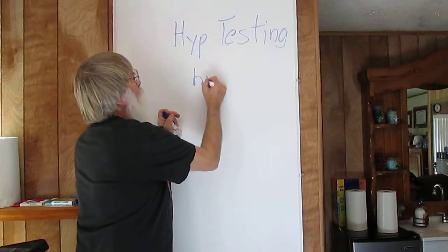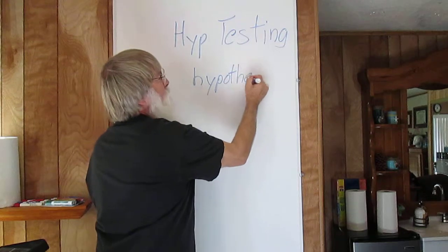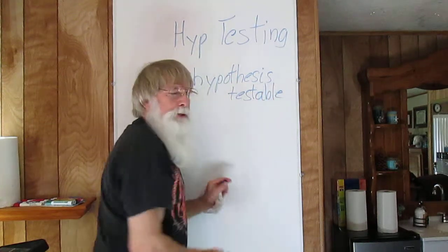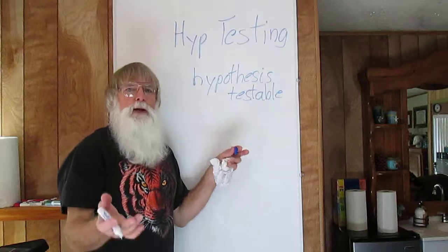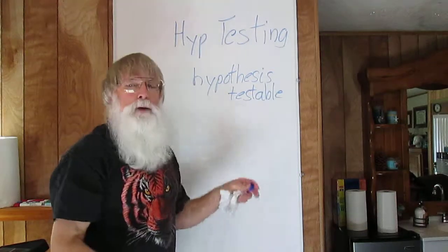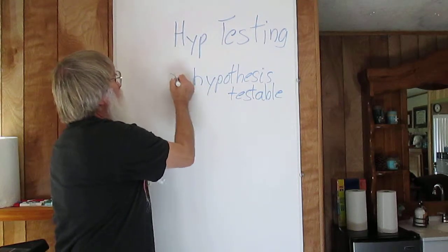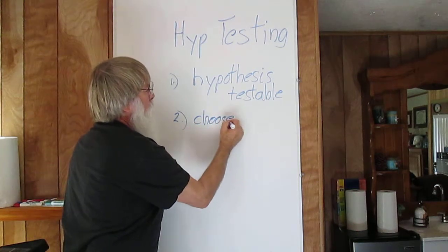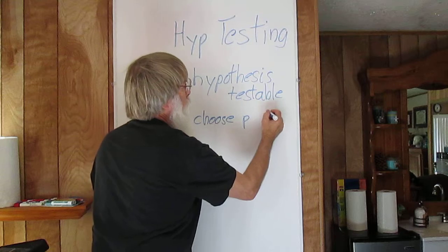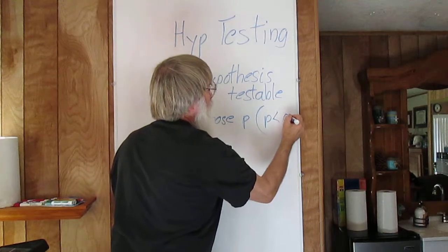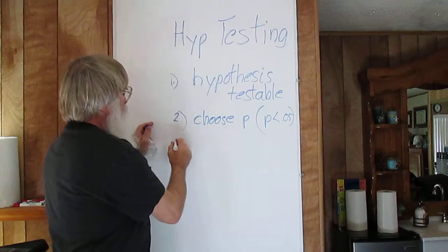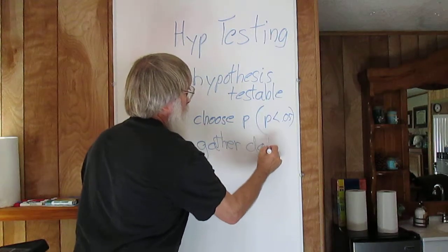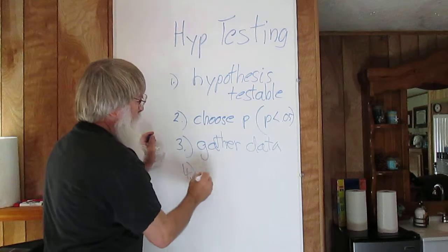First thing you do, you need a hypothesis. But not just any hypothesis, it has to be testable. How are you going to make your hypothesis testable? By having concretized independent and dependent variables. They're going to have to be operationally defined. First step, testable hypothesis. Second step, choose your p level, level of significance. Choose p. Normally, it's going to be p less than 0.05. Okay, now, then you're going to gather data. Then you're going to perform a statistical analysis.